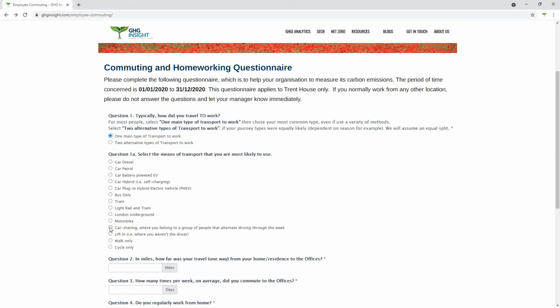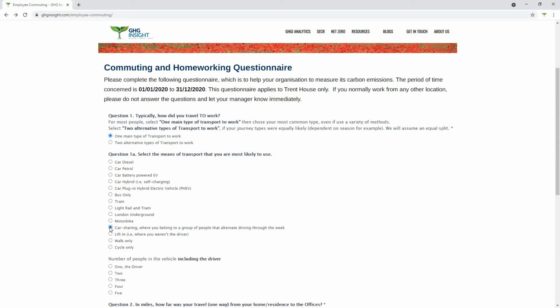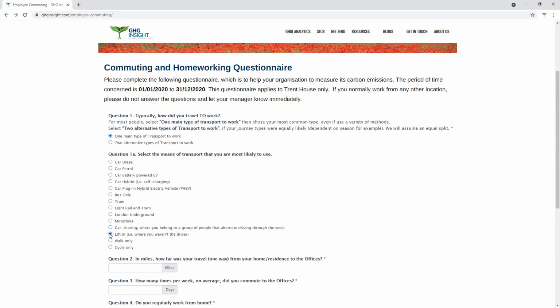Selecting car sharing opens a secondary list, number of people in the vehicle, including the driver. In the example above, you would select 3, which includes the driver. If the group includes any non-drivers, they must not be included in the count. Only drivers are to be included. If you are a non-driver in a car share, then you would select lift in. Similarly, if you regularly get a lift from a friend or colleague, you would also select lift in.